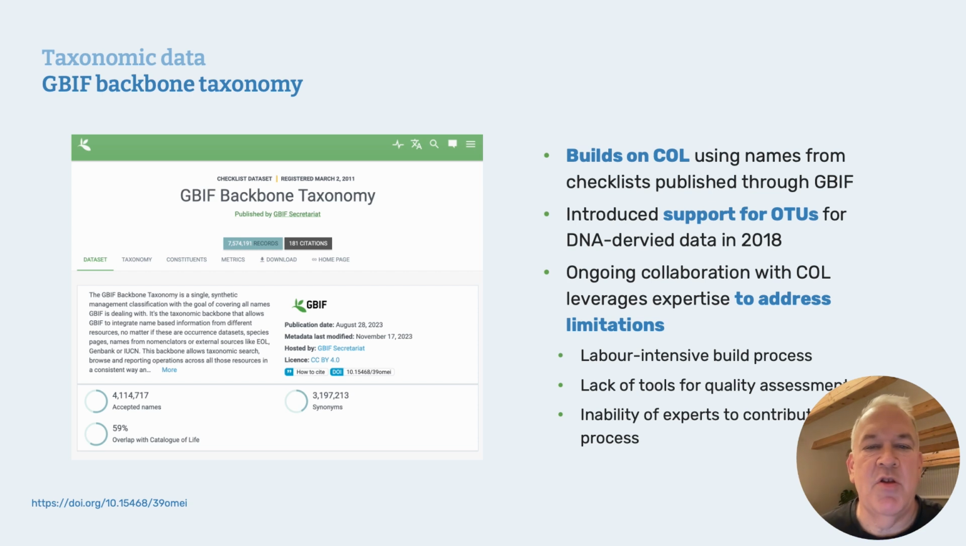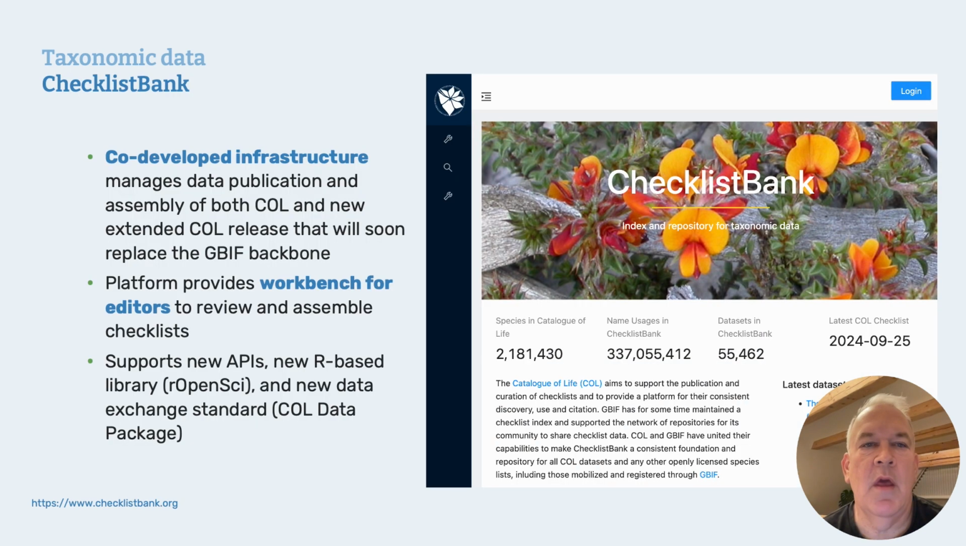This work has always been challenging for us, so several years ago we began working with the Catalog of Life to support both of our respective sets of needs. The result is Checklist Bank, a co-developed infrastructure and repository for taxonomic data that has streamlined production of the Catalog of Life and is now on the verge of producing an extended Catalog of Life release that can replace the GBIF backbone taxonomy.